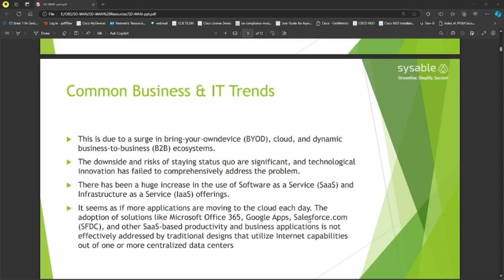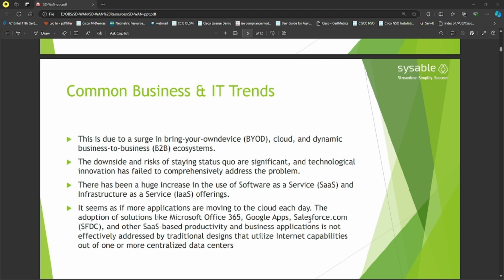So traditional configuration, if you look into that one, it will be complex and it did fail to address this kind of security issues. Now, there has been a huge increase in the use of software as a service since the cloud has started. So software as a service providers started to provide that one, and many people are leveraging that software as a service and infrastructure as a service offering.